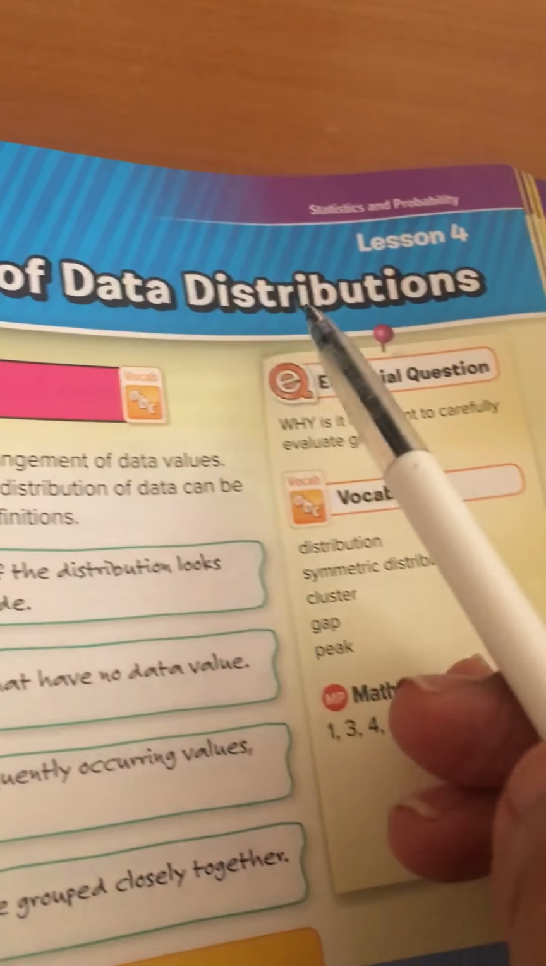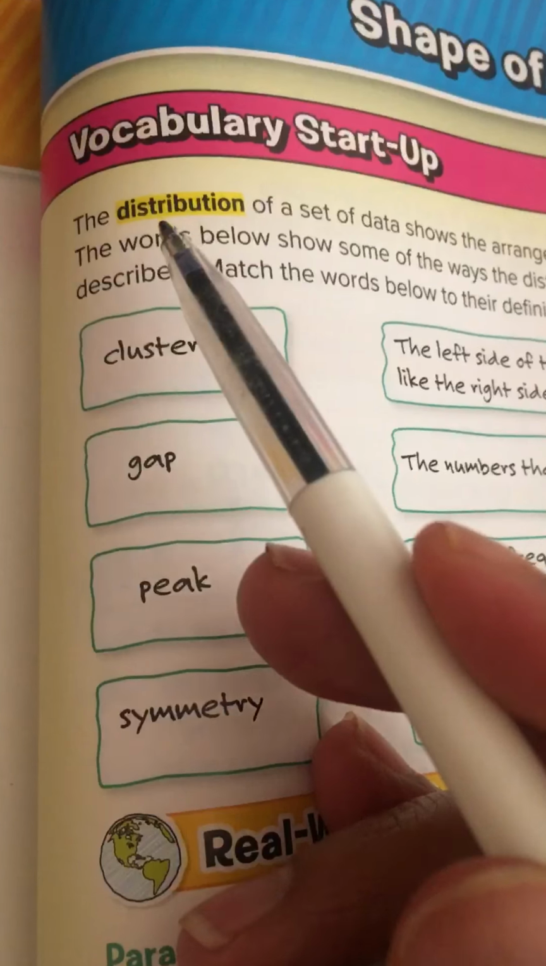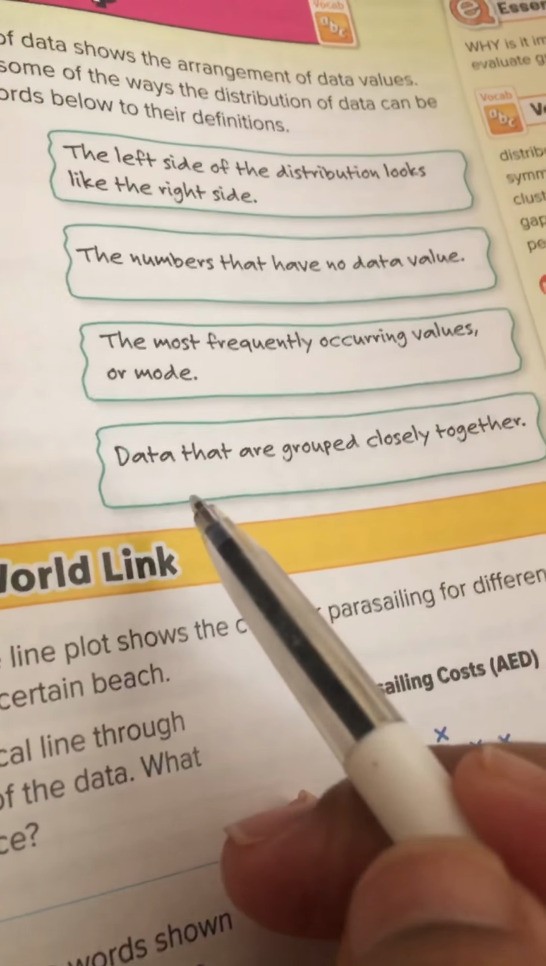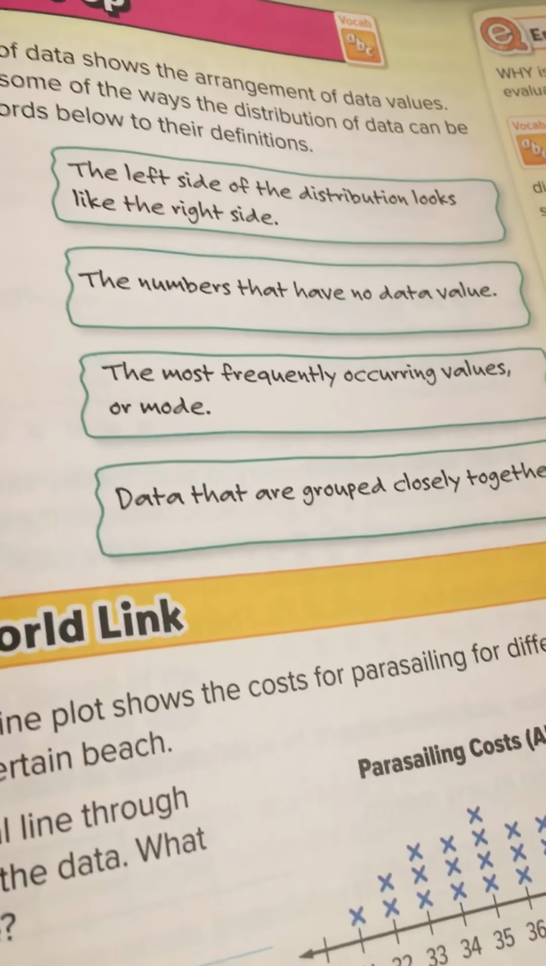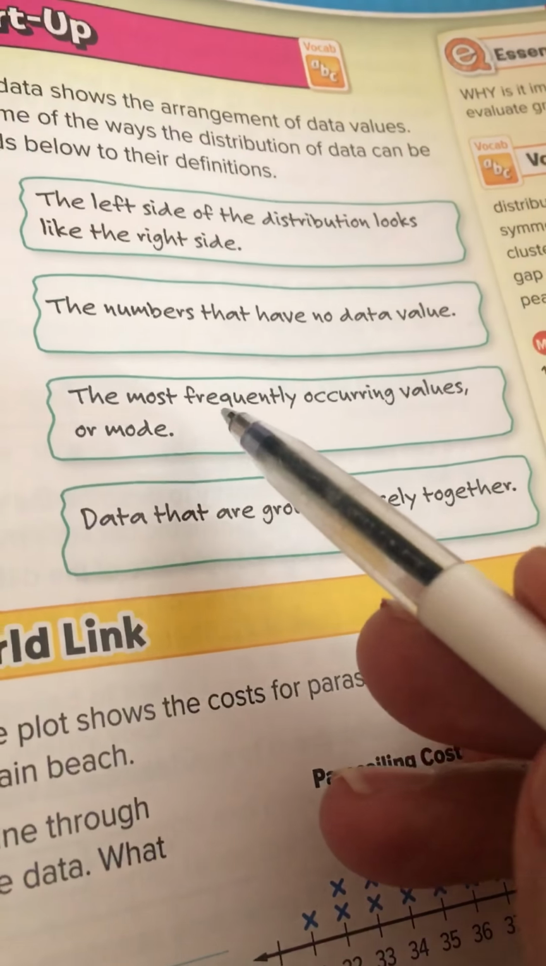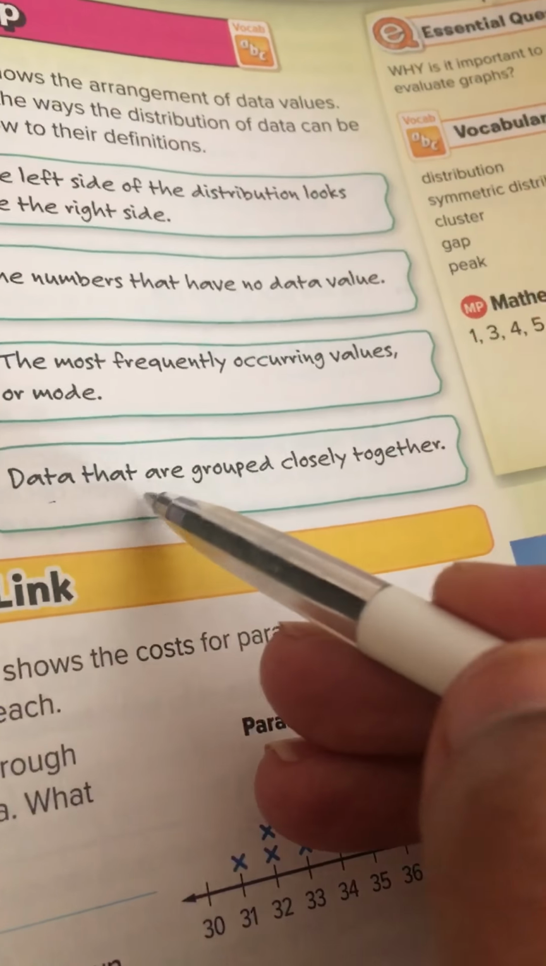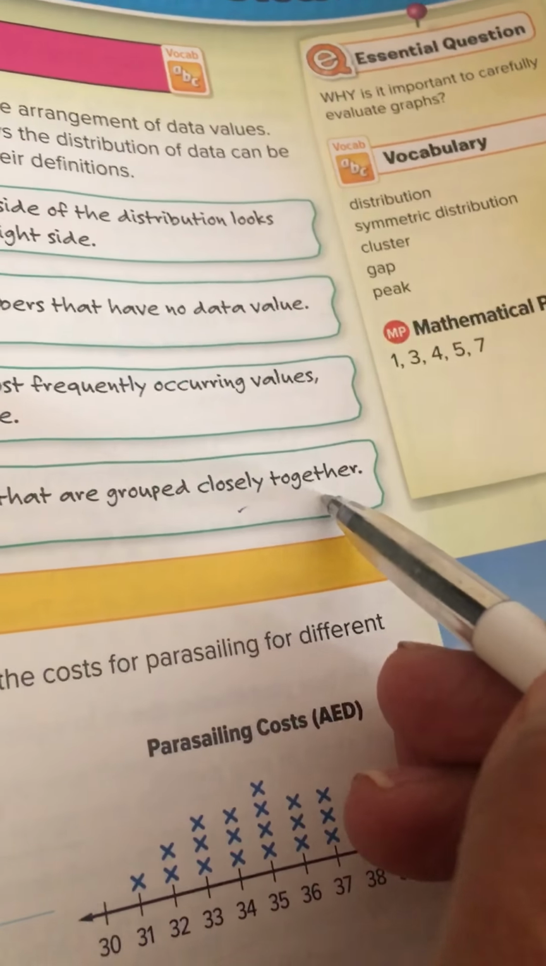Shape of data distributions. What is the meaning of cluster? Cluster means, I will choose one from here, yes, data that are grouped closely together. Closely. This is called cluster.